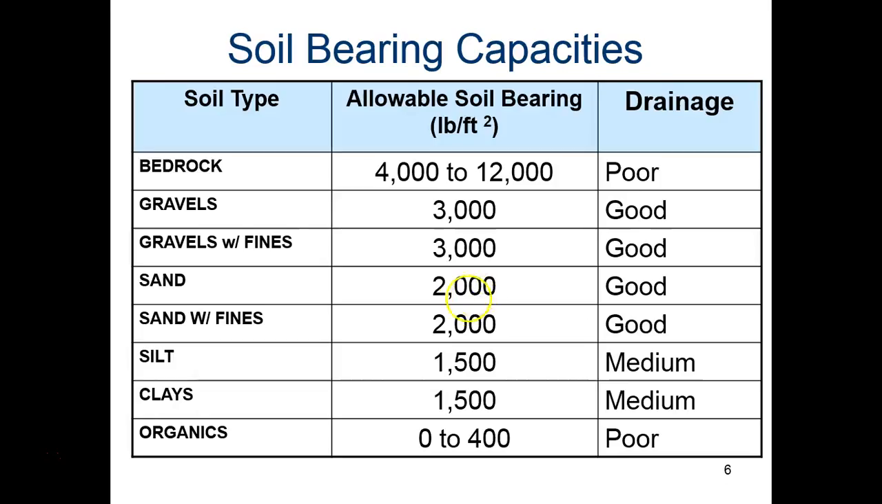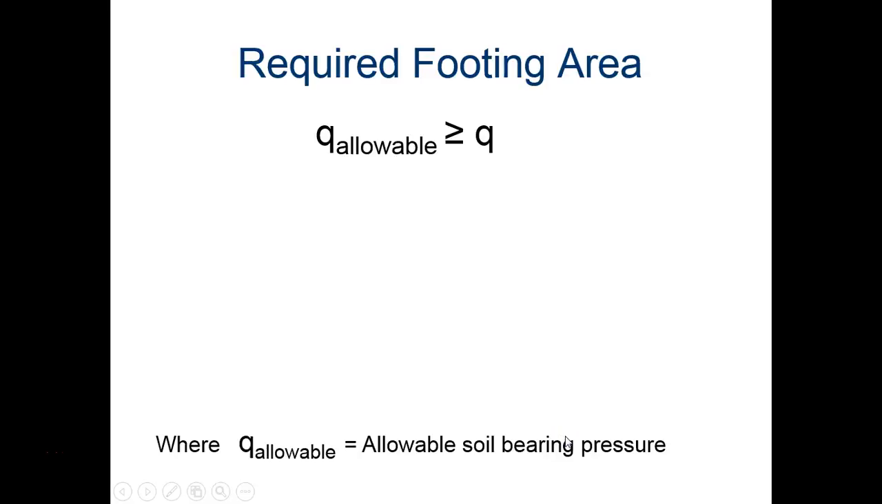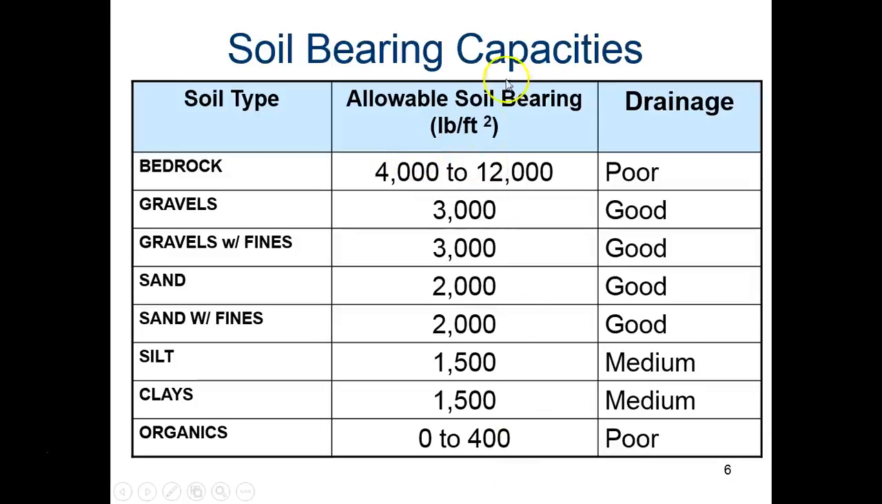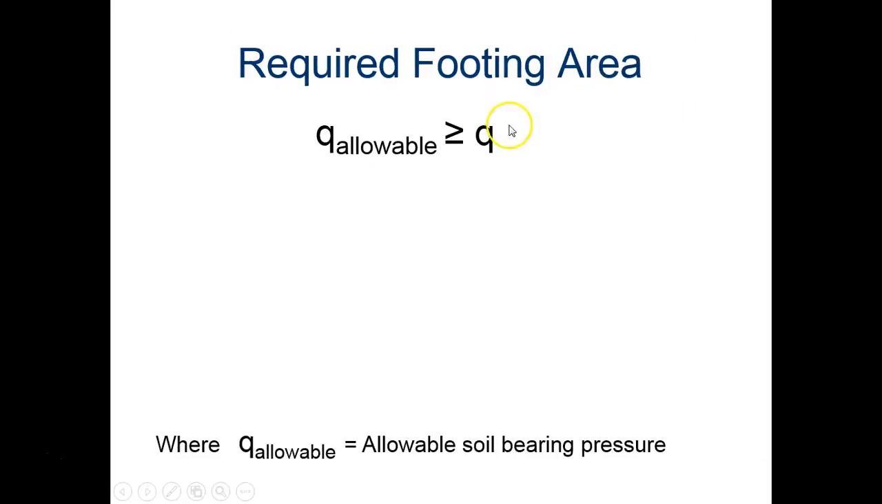We've seen this chart before several times about different soil types and the bearing pressure. What's important to catch here is that this is the allowable soil bearing pressure. We get this allowable from the soil itself, from the previous slide. How much we can use is based on the soil. This is the Q that we calculate is coming down from our building.